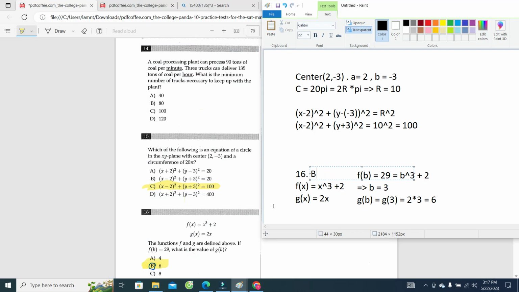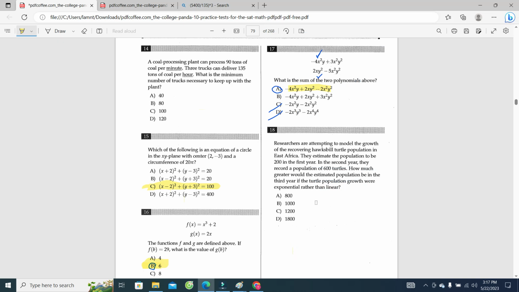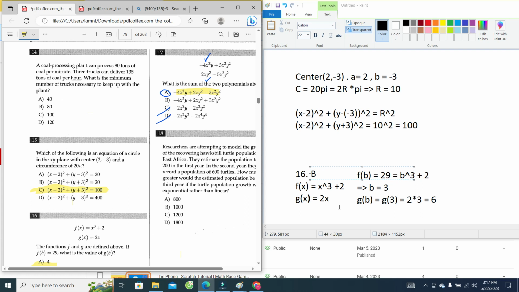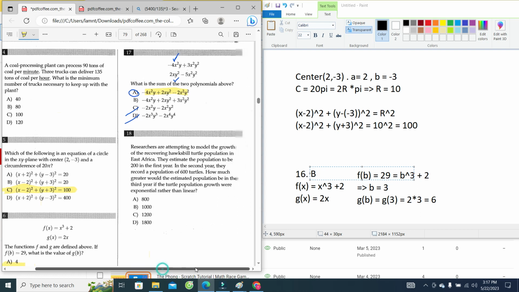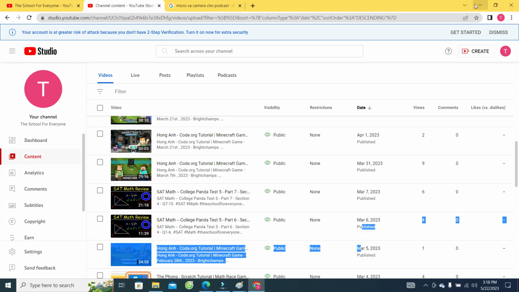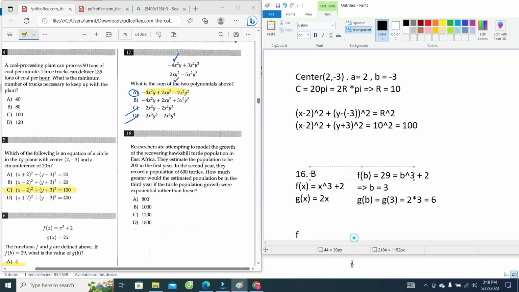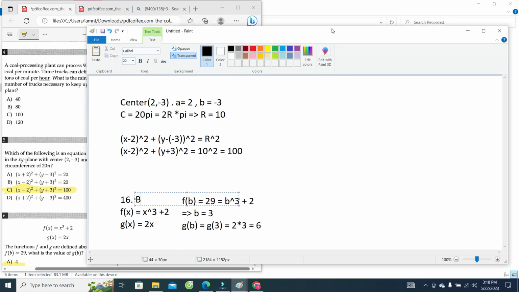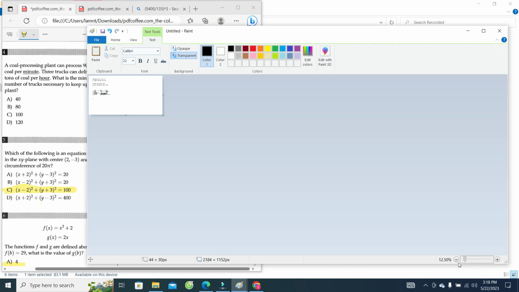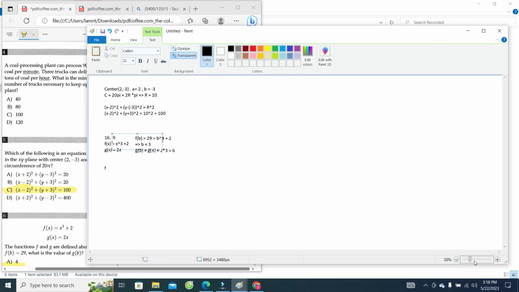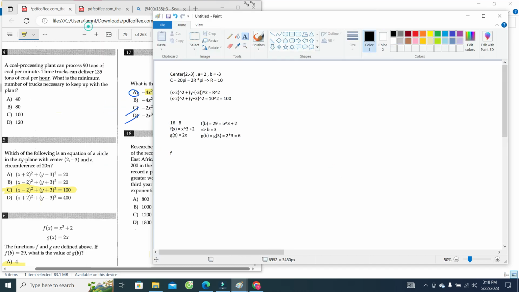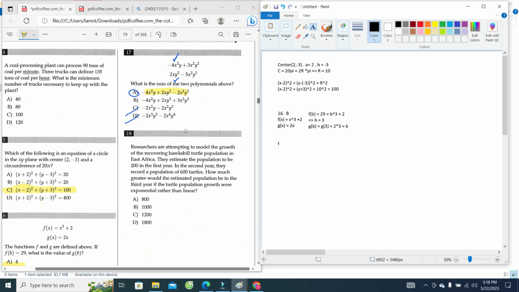So first of all, we know that 17 is A. Okay, so let's think about number 18 a little bit. Expand this.